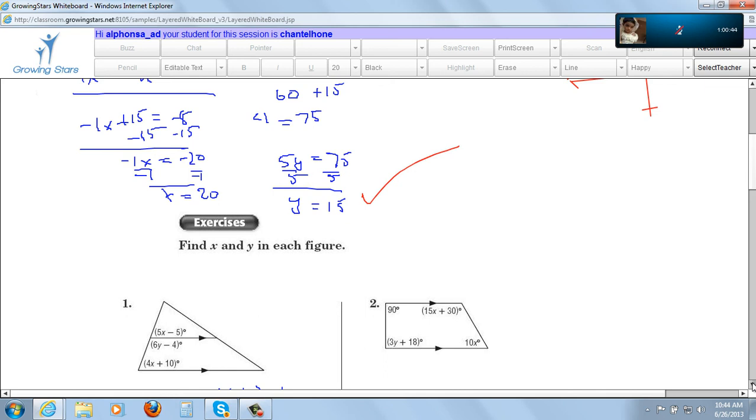6y minus 4 equals 70. Can you just mention the reason? They're both consecutive interior. If they are consecutive interior, what is their property? Are they congruent? No, they are supplementary, right? So they add up to 180.